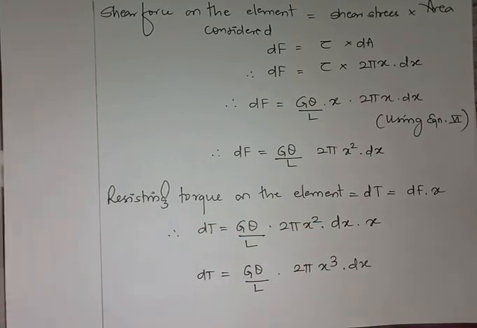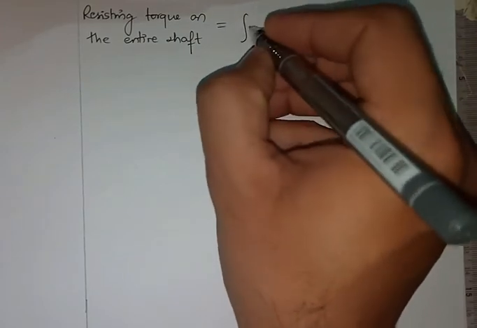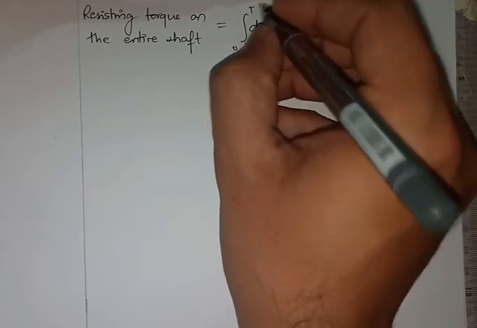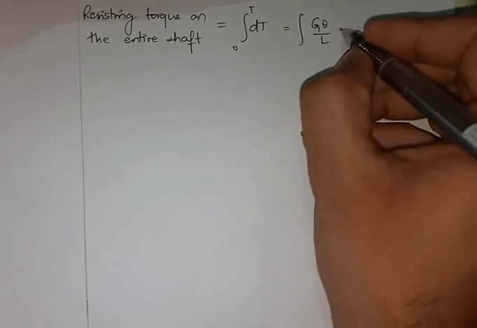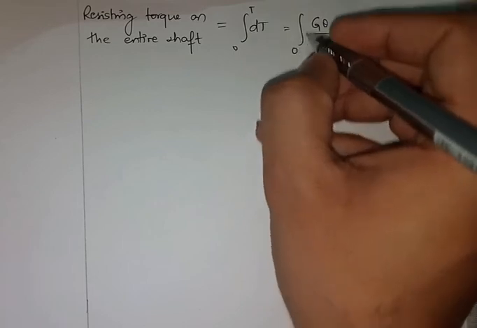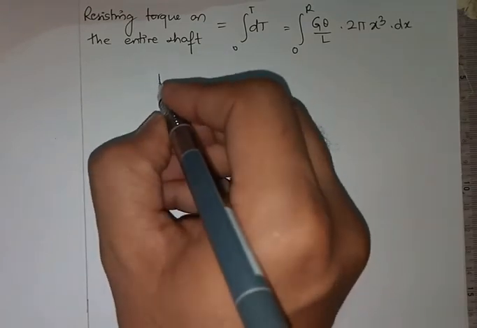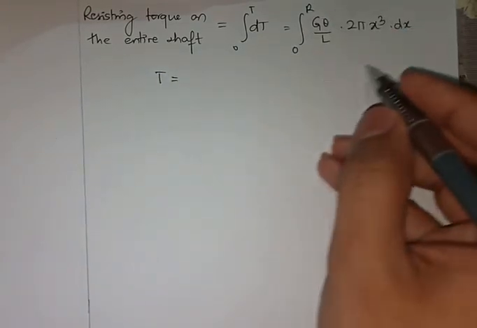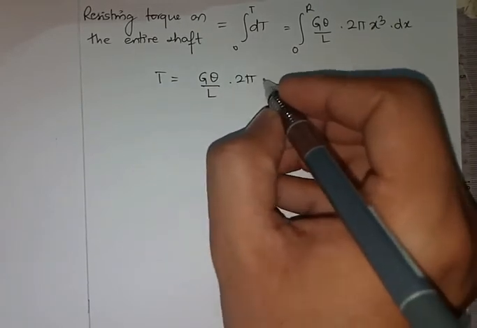In order to get the resisting torque on the entire shaft, what do I need to do? I need to integrate this. So the resisting torque on the entire shaft is equal to the integration of dT from 0 to T, which is equal to the integration of G theta divided by L into 2 pi x cube into dx. The value of x varies from 0 to r. The minimum value is 0, the maximum value is r. What are the constants? Please keep them outside.